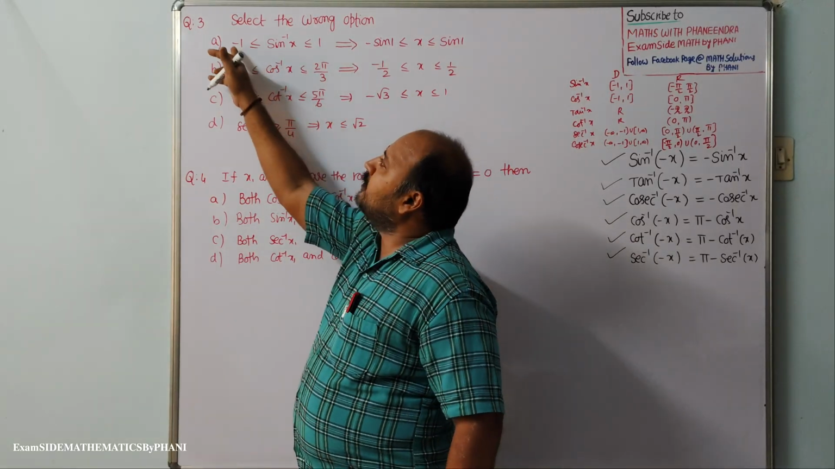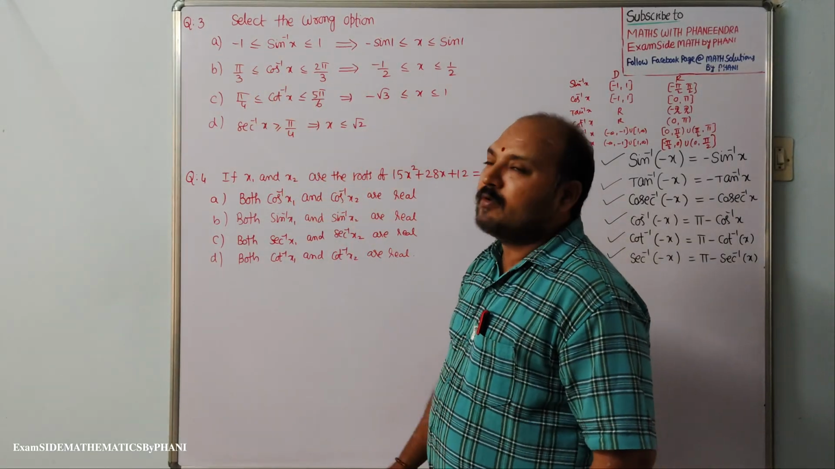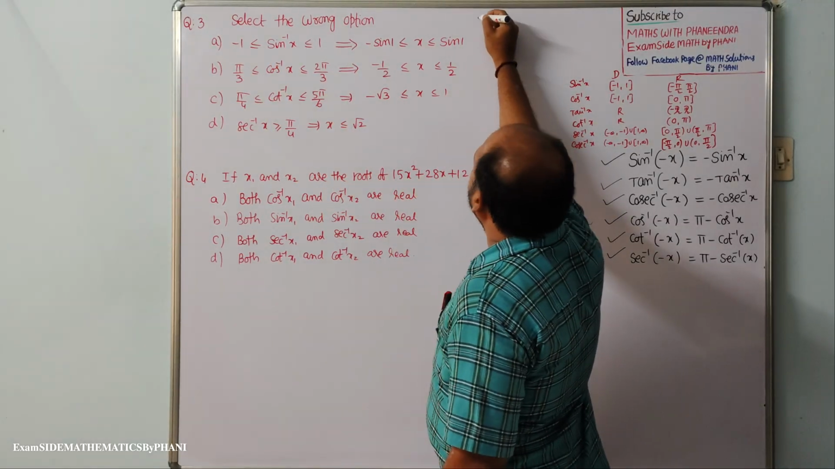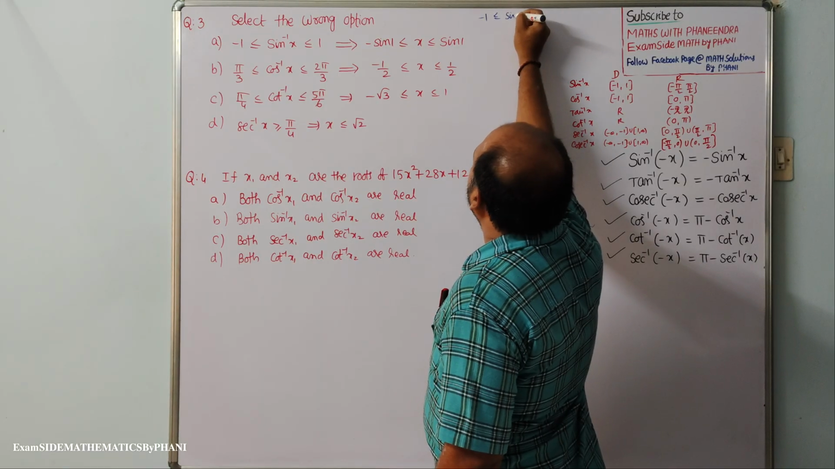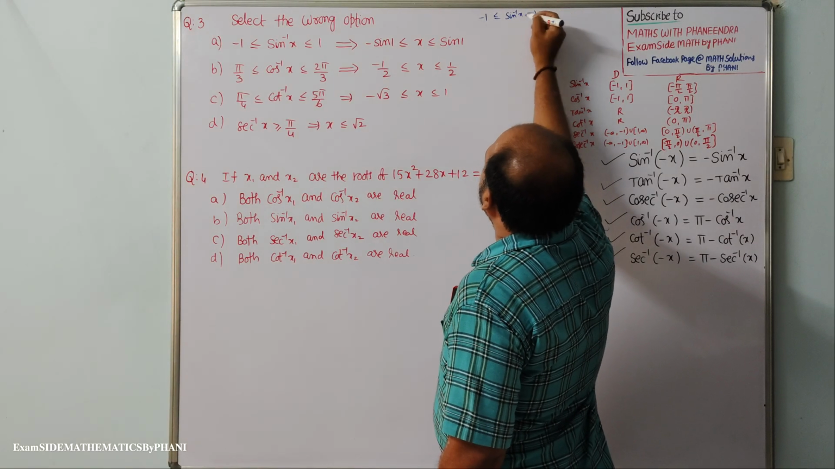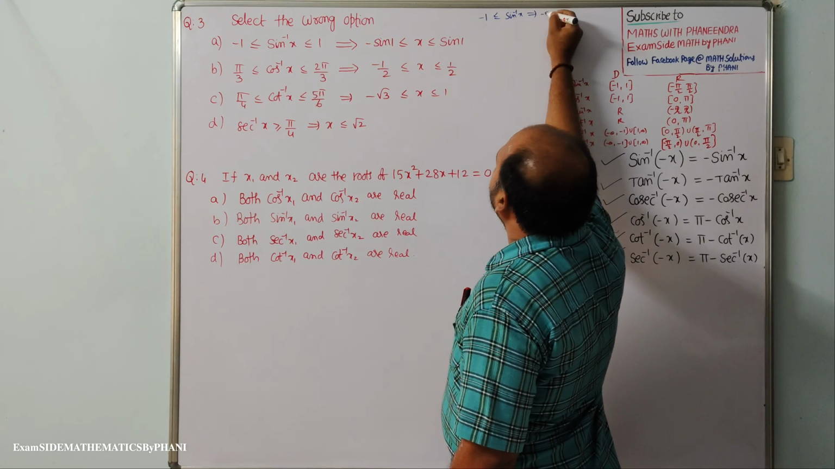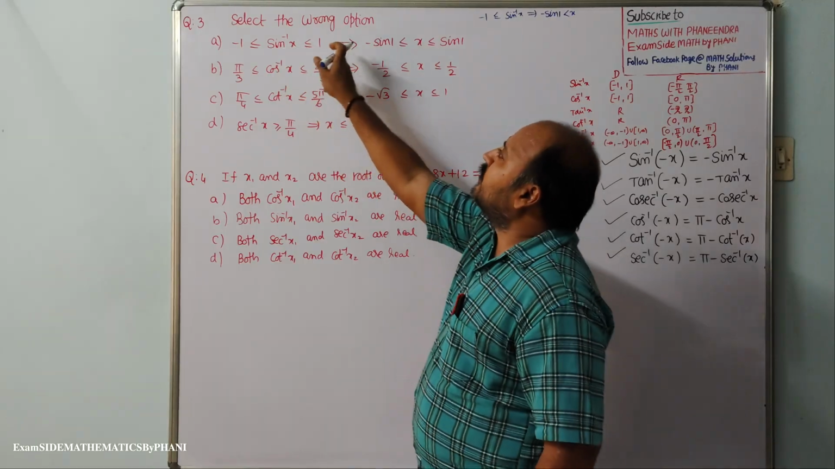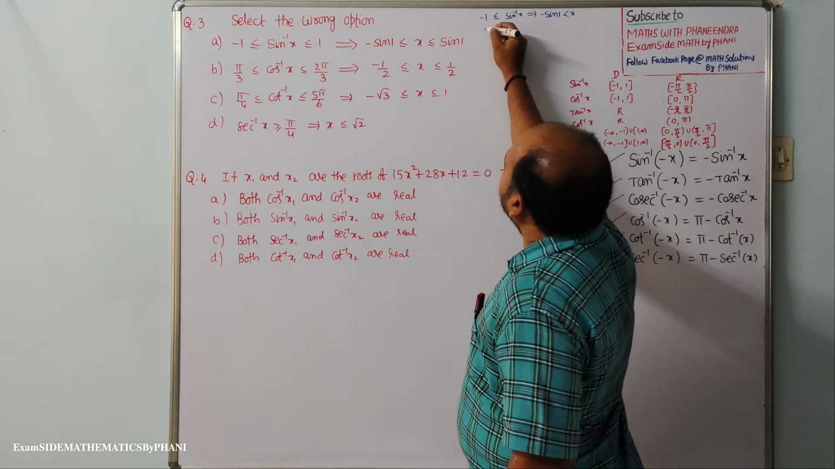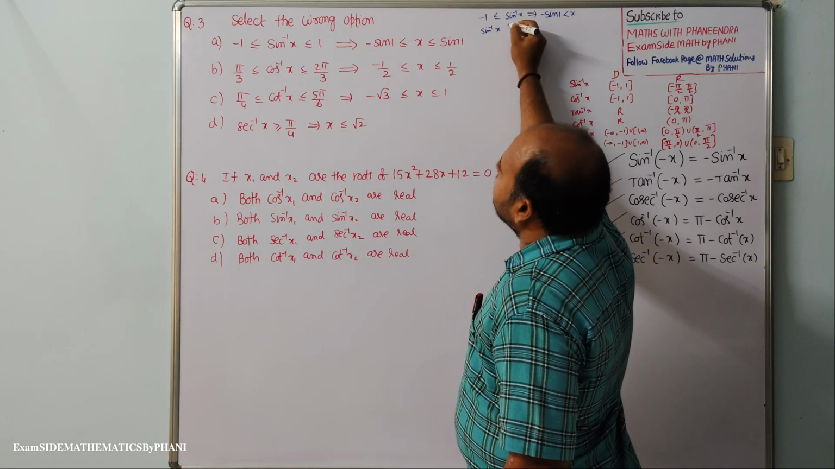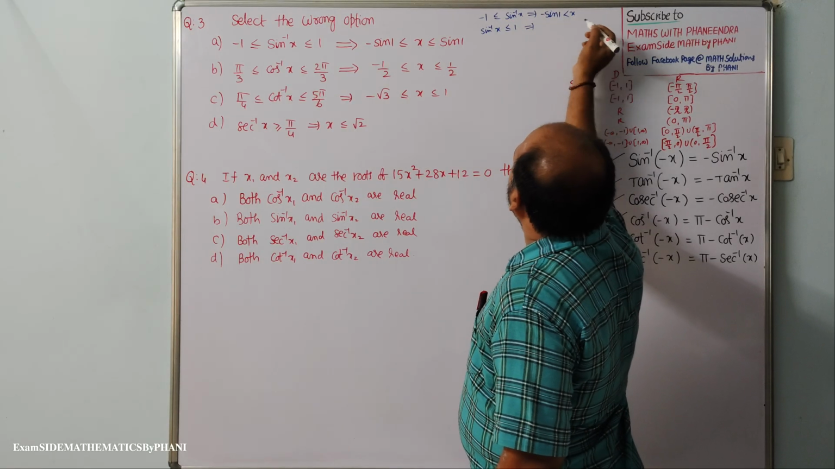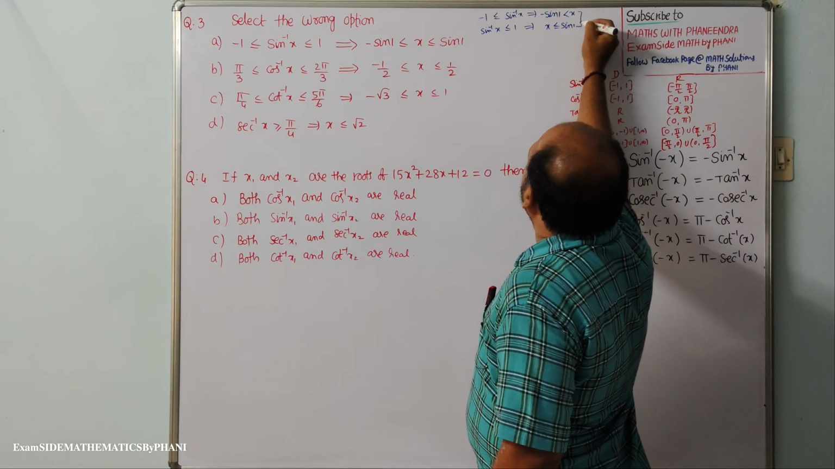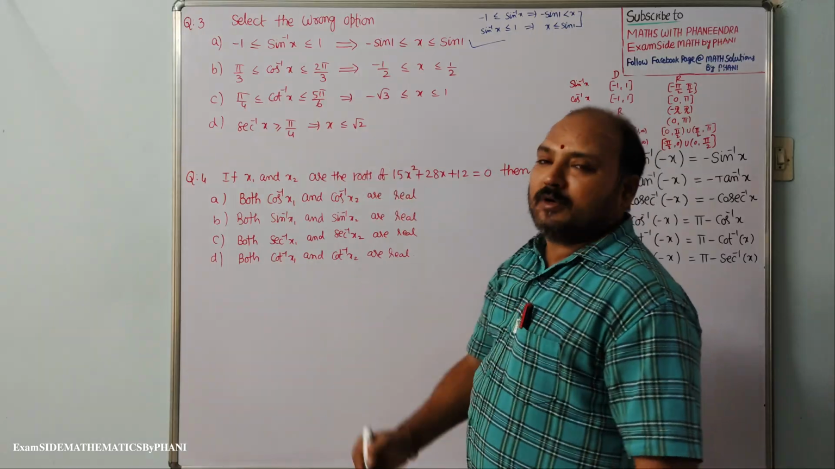See, first option if you see, -1 is less than or equal to sin inverse of x is less than or equal to 1. So first if you take these two, -1 is less than or equal to sin inverse x. So that implies that the sin will bring this side, sin of -1 is minus sin 1 is less than x. If we take these two, sin inverse x is less than or equal to 1, so x is less than or equal to sin 1. If you combine, you will get the first option, that is the right option.